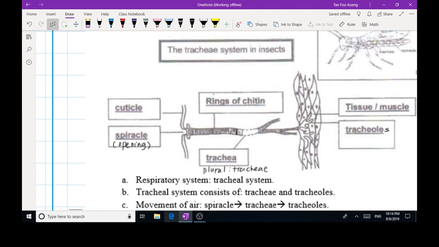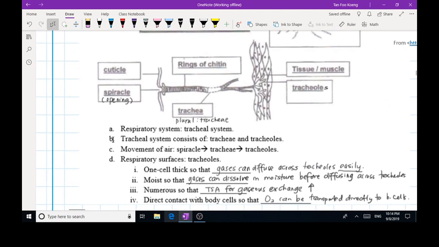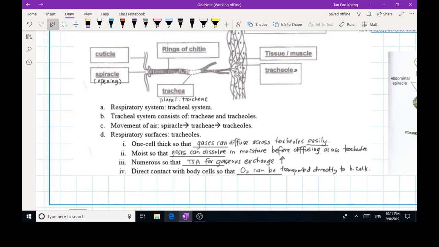Now, the air will then be transported into the abdomen, and the trachea branches out to form many tiny tubes known as tracheoles, and each tracheole will transport gases directly to the body cells. Now, let's recall. This is the direction of the movement of air. It starts with the spiracle, followed by the trachea, followed by the tracheoles, and each tracheole actually delivers the gases to the body cells directly.